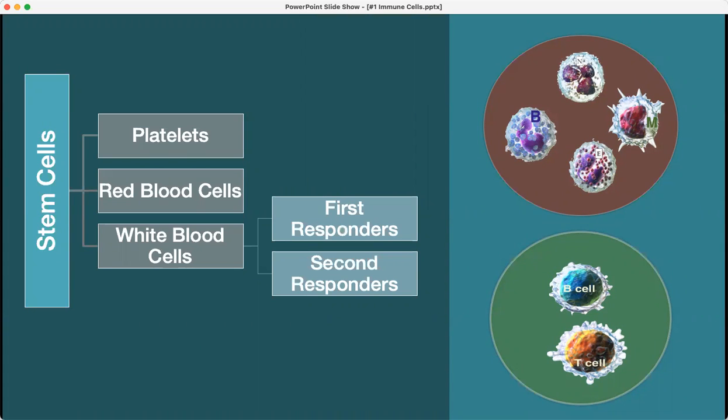So a further breakdown, white blood cells can be divided into these first responders that are shown in this upper image with the red circle. I'm just depicting that that's a blood vessel, that those are in your bloodstream predominantly. And then those second responders predominantly are hanging out in this green circle, which is representing a lymph node.